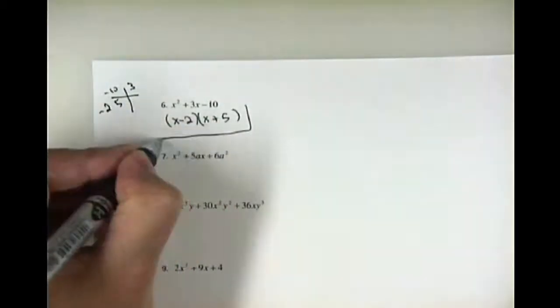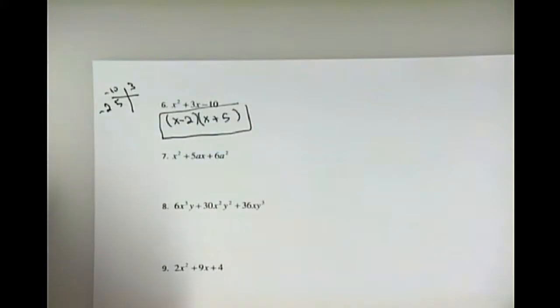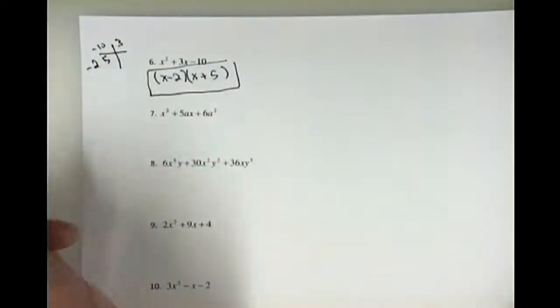Now on these you should kind of check and make sure that that makes sense. You don't FOIL it back together. With factoring by grouping, you don't really have to FOIL it back together because you check each little step.